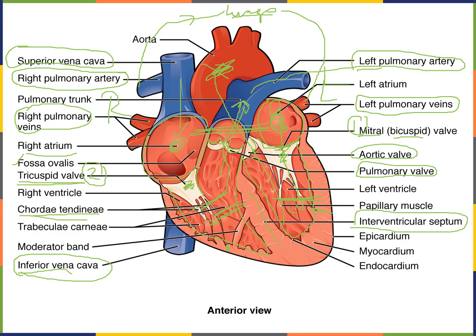Chordae tendineae, these are strings. They're often referred to as heartstrings. The strings attached to the valves, and they help to regulate the opening and closing of the valves. So blood always flows from atria to ventricles, never in the opposite direction. Always atria to ventricles.